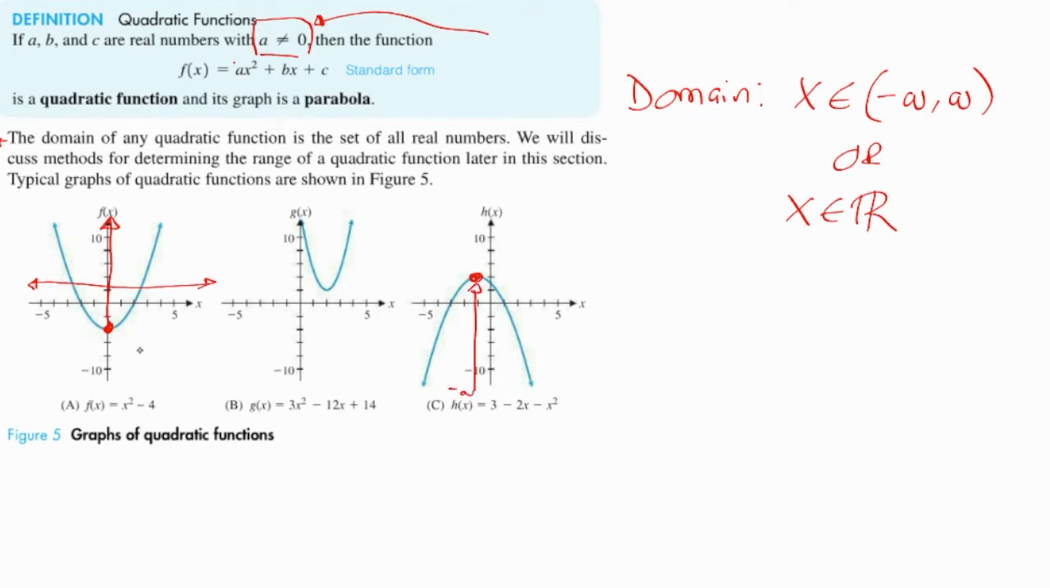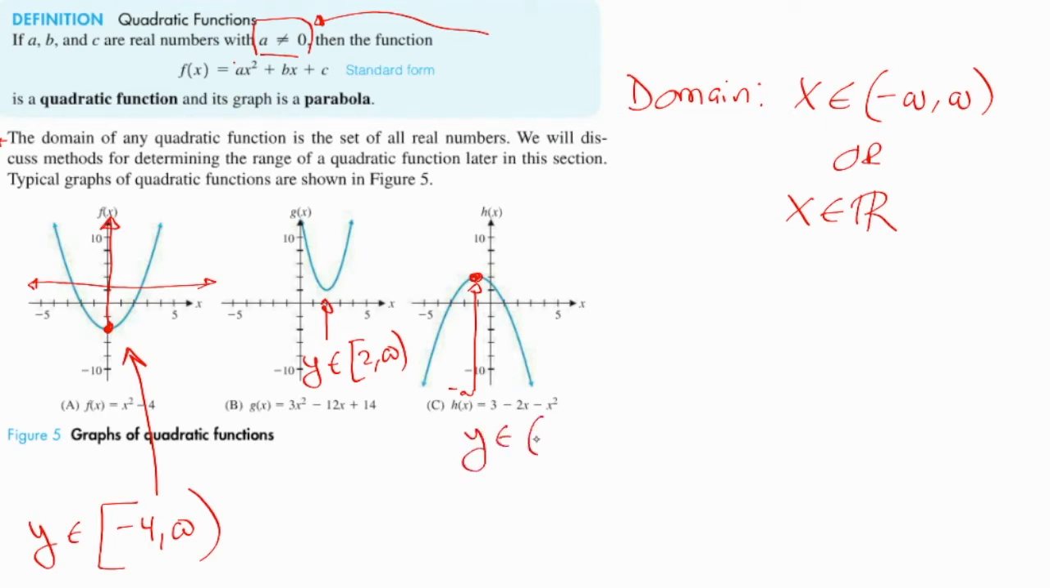So I can write the range of this first graph as -4 to infinity. It includes -4, but does not include infinity. This second graph has a range, and I'll say y belongs to the set from 2 to infinity. And this third graph has a range, y belongs to the set. We're starting from negative infinity and going up to 4. And notice that the vertex point is included, so we use a square bracket for the vertex point.